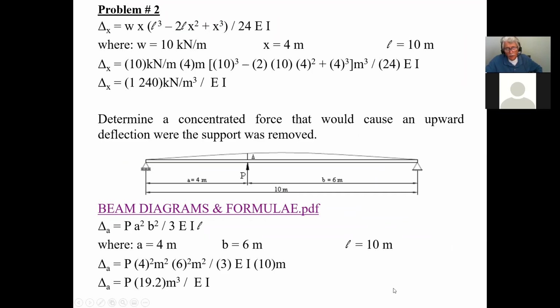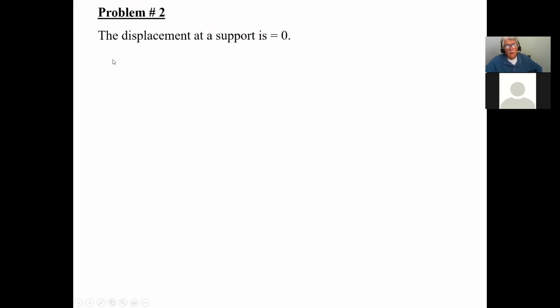Sorry, I got this pop-up that came up, okay. P 19.4 meters squared over EI. Now, as I said, the displacement out of support is 0. So in other words, it will not go down, it will not go up.